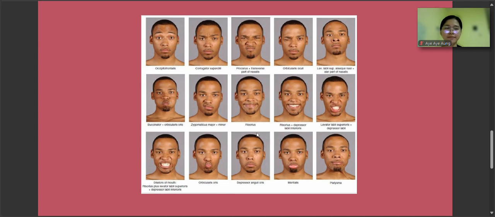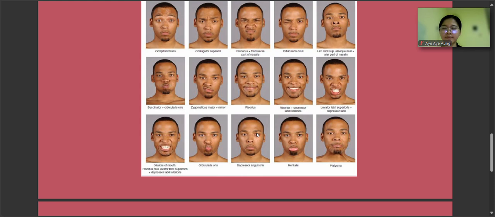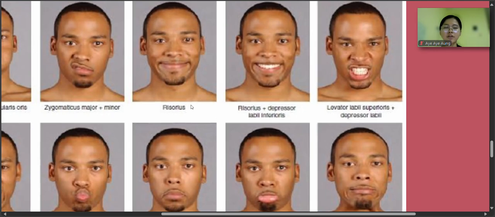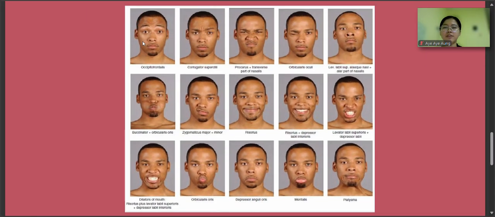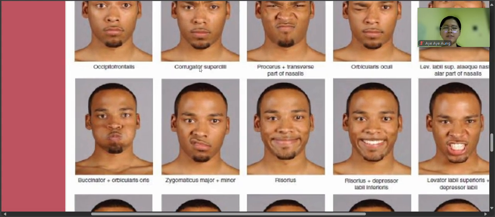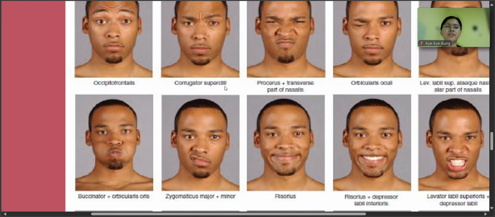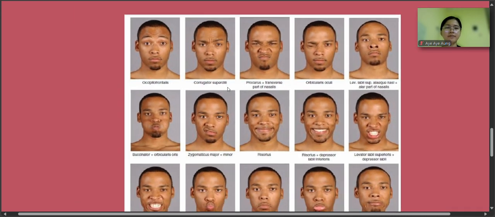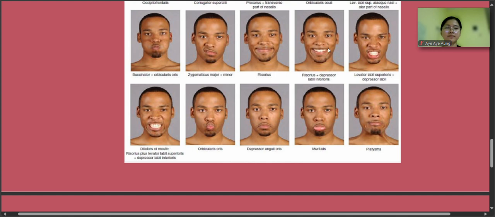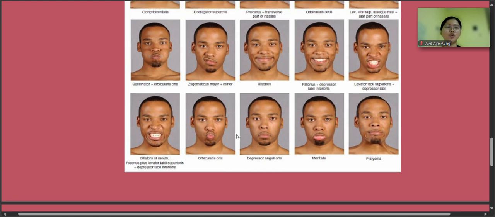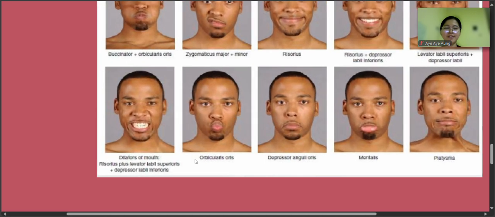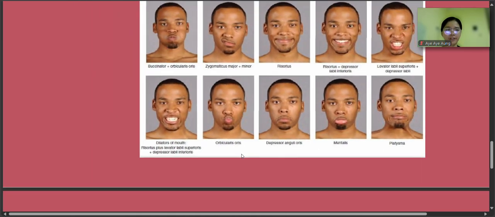So for example, if you are smiling, it is because of the muscle risorius. If you're frowning, it's because of the muscle corrugator supercilii. And if you're pouting your lips like that, it is because of the orbicularis oris.